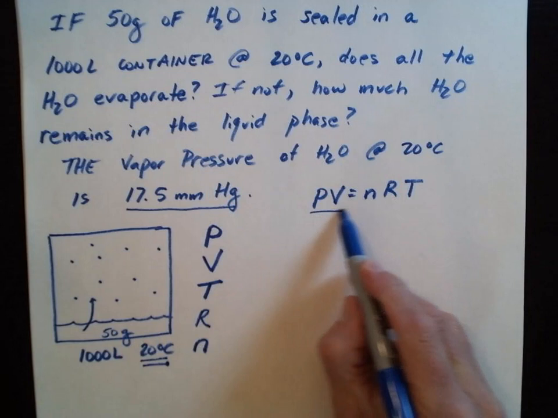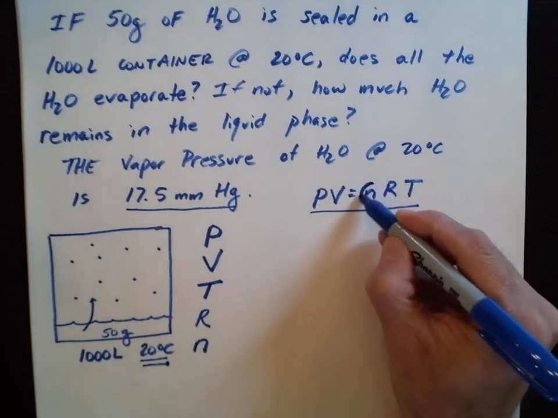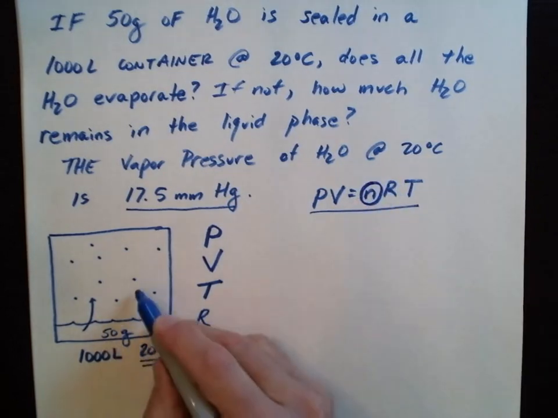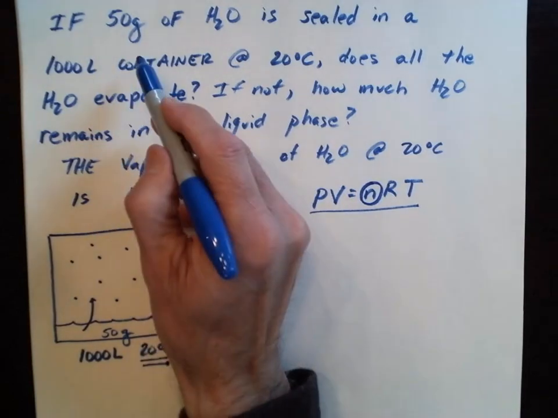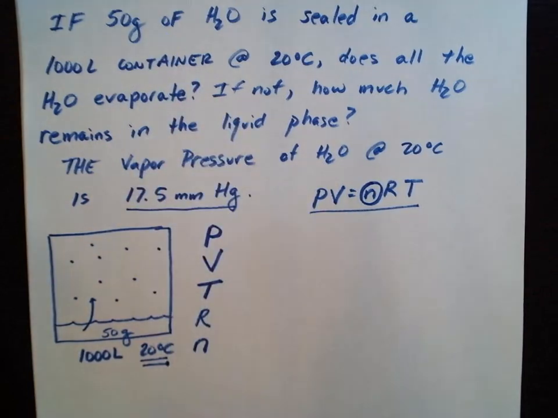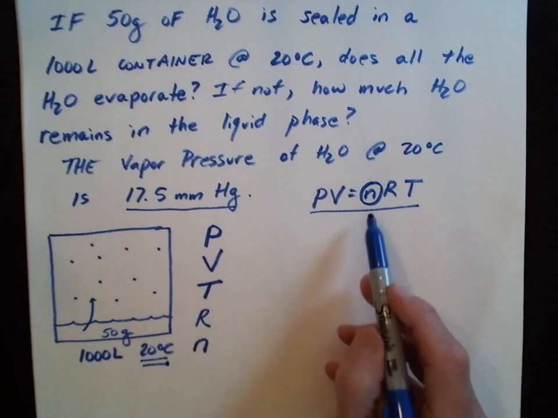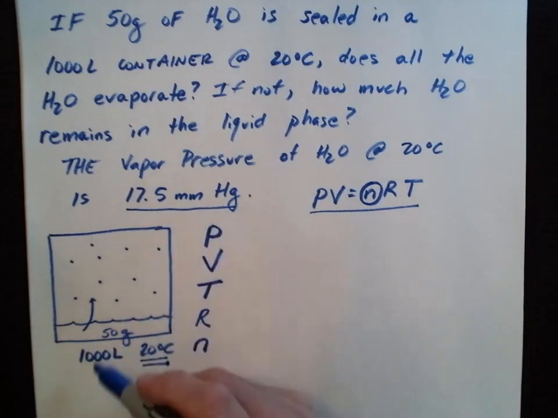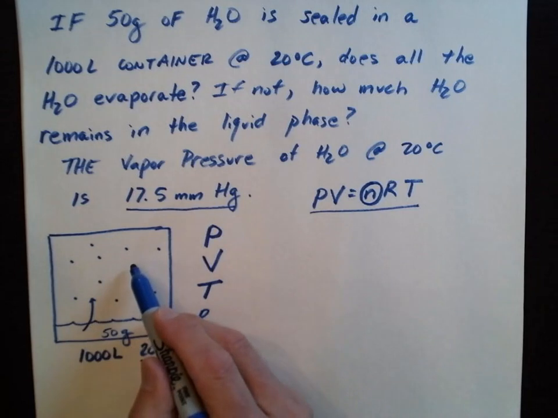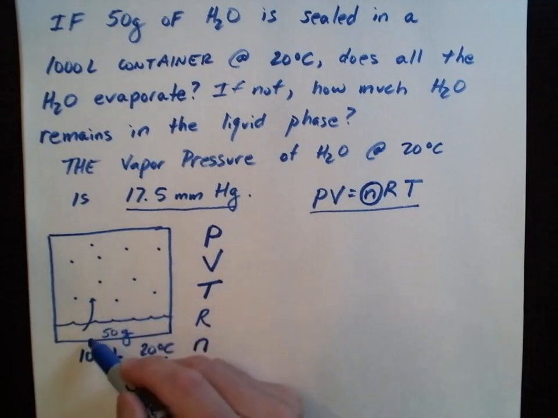So we're going to use this equation to find the moles of gas that are going to evaporate into the container. And from that, we can get the grams of water. If it's 50 grams or more, then, of course, all the water is going to evaporate. If it's less than 50 grams, let's say only 20 grams will give us this pressure, then we know that 20 grams of the water evaporated and 30 grams will be left behind. 50 minus 20 is 30.